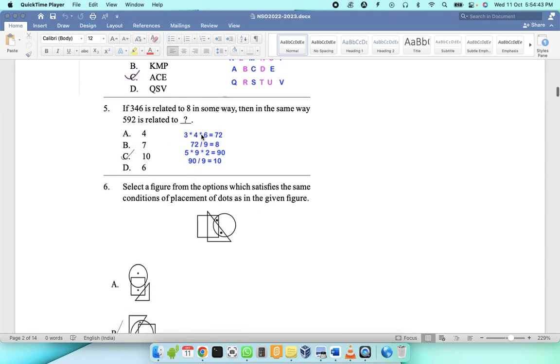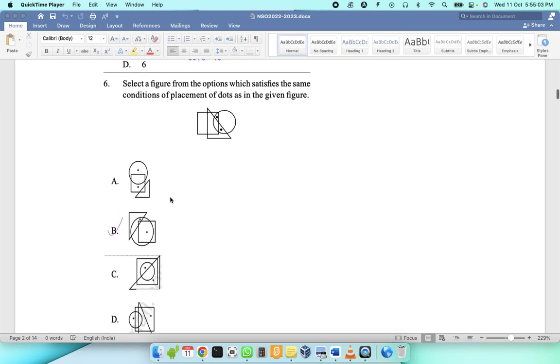3 into 4 into 6 is 72 and 72 divided by 9 is 8. So 8 is related to 3, 4, 6 in this way. When we multiply 5 into 9 into 2, we get 90. When 90 is divided by 9, we get 10. 10 is the answer here.